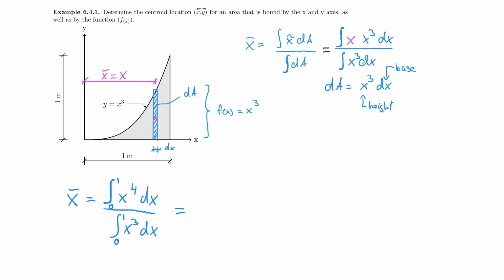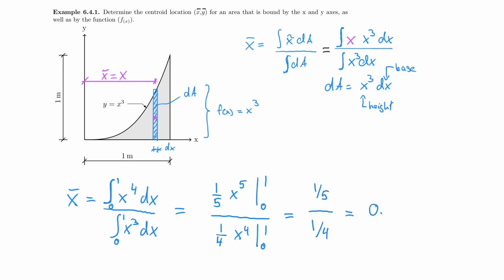And now all I have to do is integrate this properly. So if I integrate this, I get 1/5 x to the 5, and I do that from 0 to 1, divided by 1 over 4 x to the 4 from 0 to 1. And when I solve this, I pretty much end up with 1/5. This is a very simple example, divided by 1/4. And that ultimately ends up being 0.8 meters.